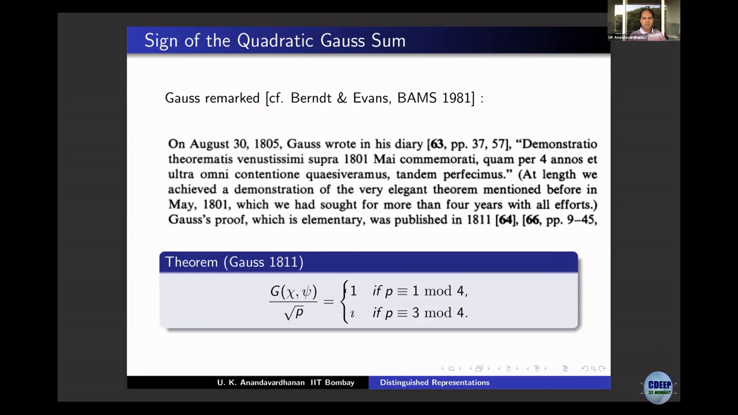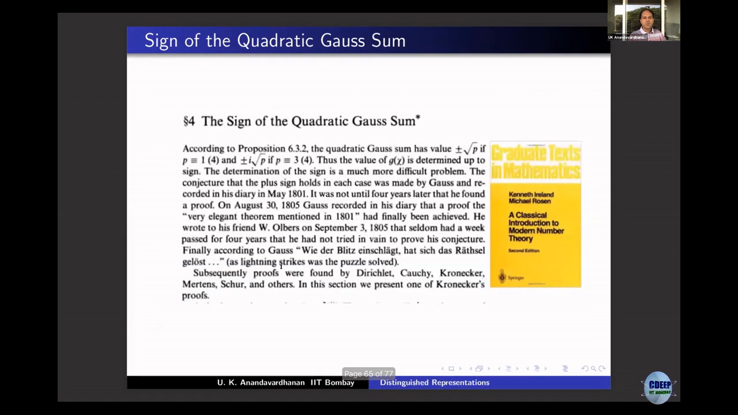The proof turned out to be elementary, so that of plus or minus, it is the plus. And this is a theorem from 1811. Just to narrate the story, here is one more episode about it. He wrote to his friend that determination of the sign is a much more difficult problem. The conjecture that the plus sign holds in each case was made by Gauss in 1801, but only in 1805 he could actually prove it.